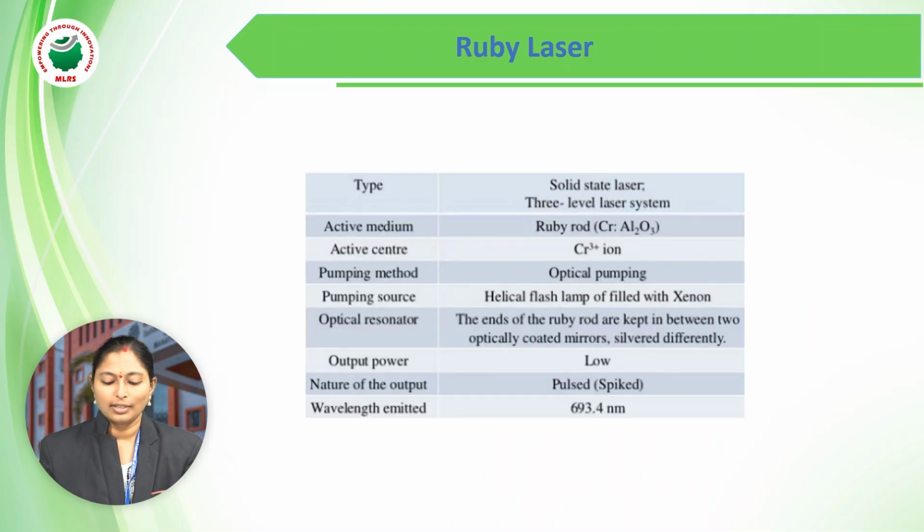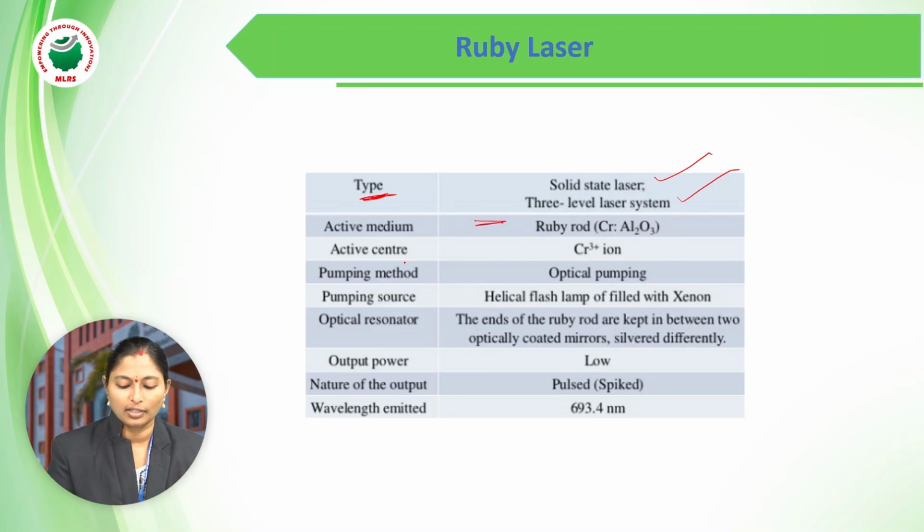Let's see the type. The type of laser is a solid state laser. The energy level system is a 3-level energy system. What is our active media? Our active media is chromium doped Al2O3, aluminum oxide. You can understand easily with this table. And our active center is chromium ions. With the help of the chromium ions only, we see the changes in the energy transitions and the wavelength values. That's why we call chromium the active center.